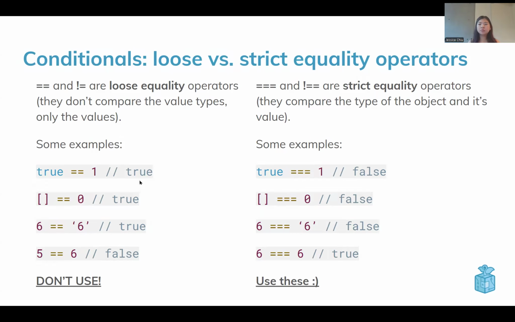Okay. So this is really important because we don't want to mess this up. The difference between loose and strict equality operators. The loose equality operators are the double equal sign and the exclamation mark equal sign. Okay? So these don't compare value types, they only compare the values, okay?